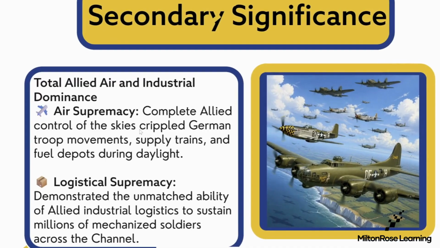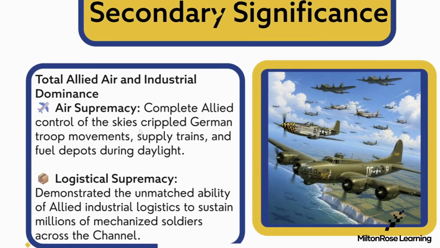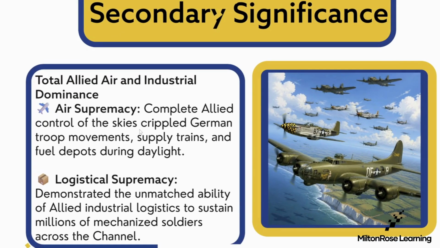Then in terms of secondary significance of the D-Day landings and the push out through Normandy, I think total Allied air and industrial dominance. So air supremacy, complete Allied control of the skies now, crippled German troop movements. Most of the time they could only move their panzer divisions at night because the Allied Air Force would just decimate their supply trains and fuel depots during the daylight. So like I say, it was move at night or die. It was pretty much as simple as that for a German commander.